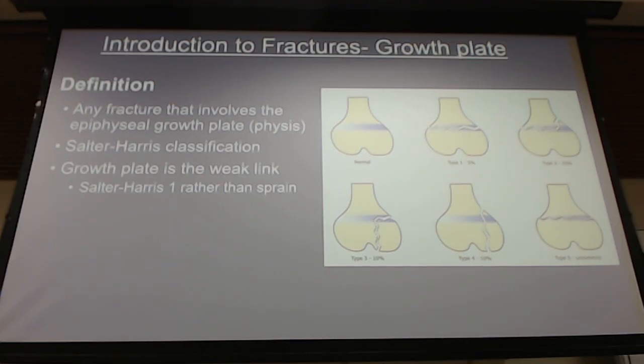And then, of course, you have the uncommon type 5 fractures, which is really a compression injury across the growth plate. It's type 5, but it is the most damaging of the Salter-Harris fractures. Type 2 fractures are the most common. There's a question for you. Of all the Salter-Harris fractures, which ones are intra-articular?